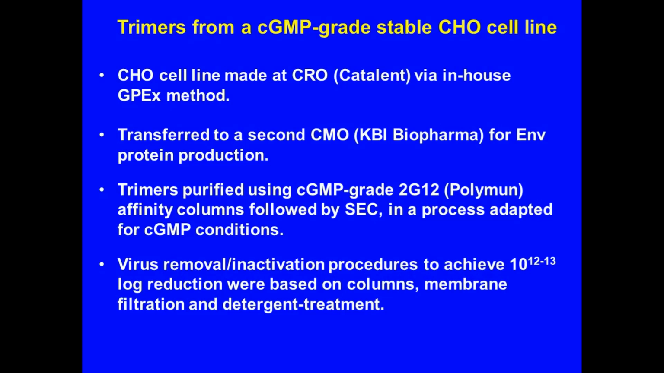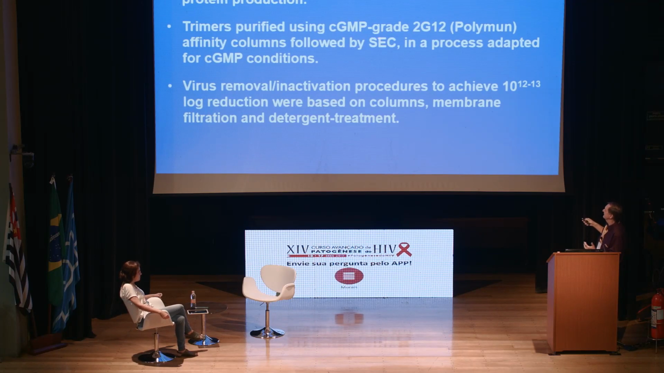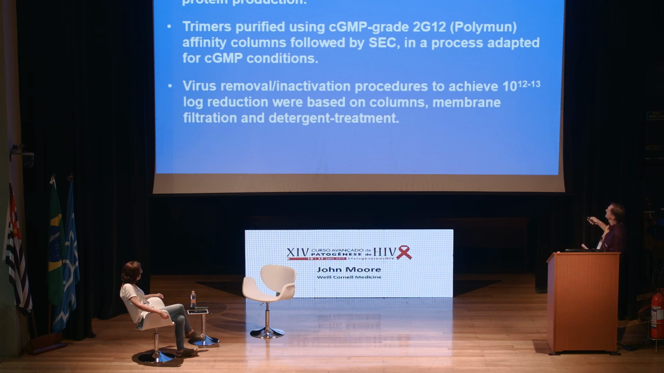So we made a CHO cell line. We'd already made stable CHO cell lines in our laboratory, but this was made at a company. We transferred it to a second company who then made the protein. The protein was purified by GMP grade 2G12. We knew that it existed because it had been into human clinical trials as a GMP grade passive antibody. So I remembered that and remembered the paper from a colleague of mine, and we were able to buy the antibody from the freezer where it had been for 8 years and never going to be used, and we used it for affinity columns, followed by size exclusion, in a process adapted for GMP conditions.